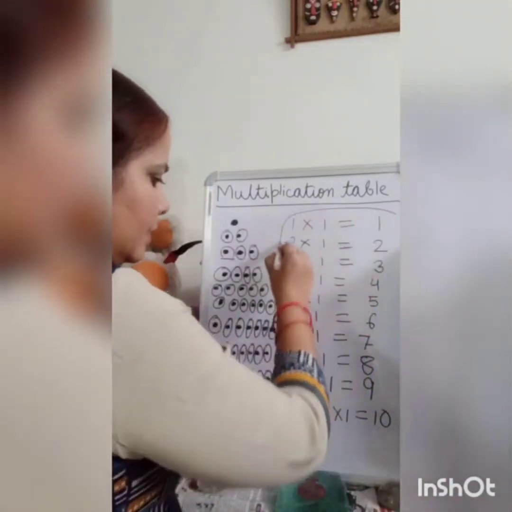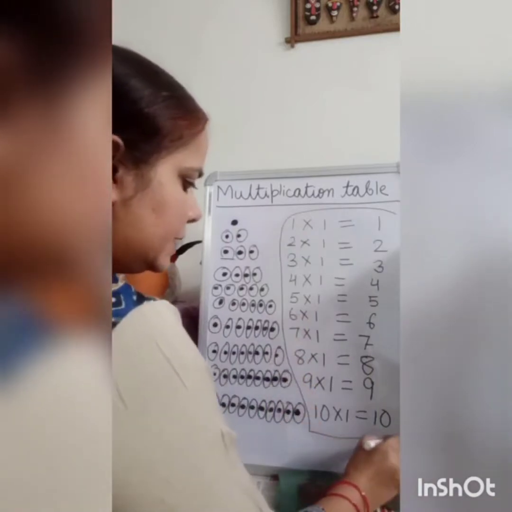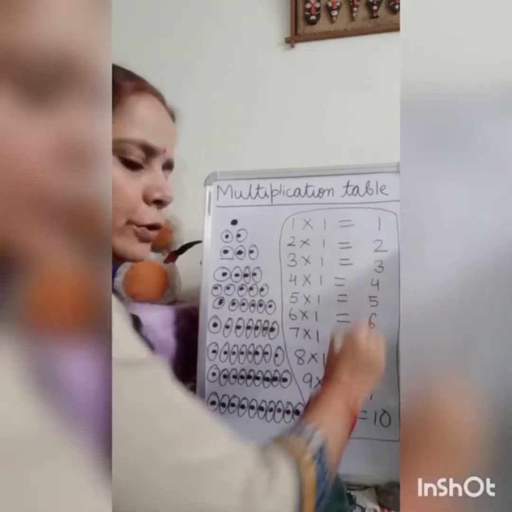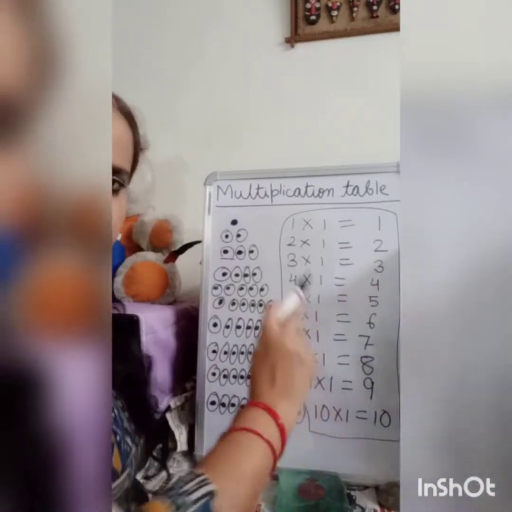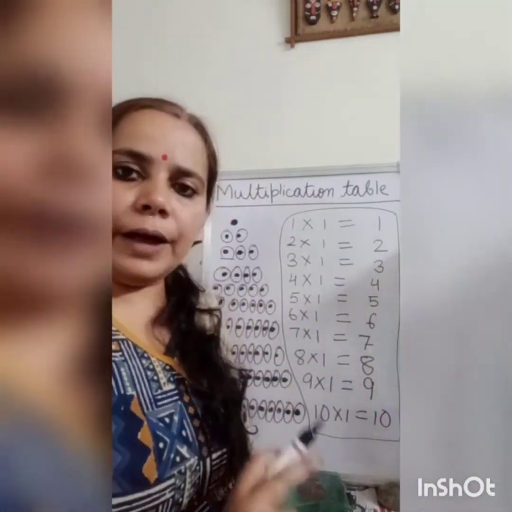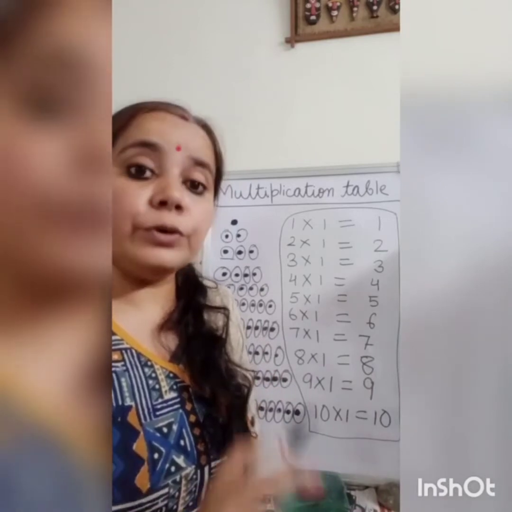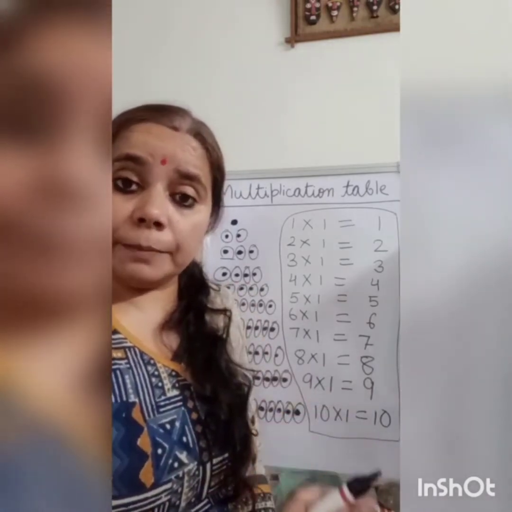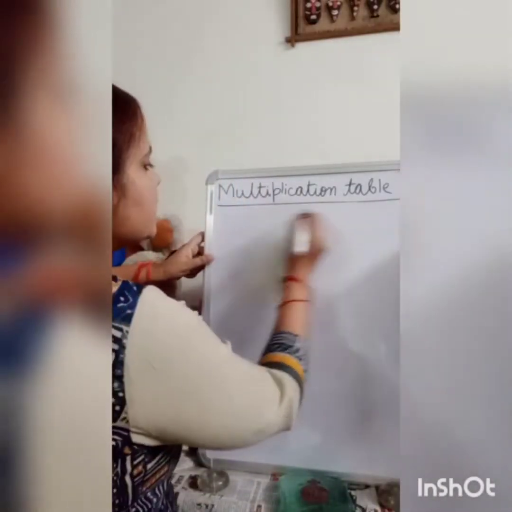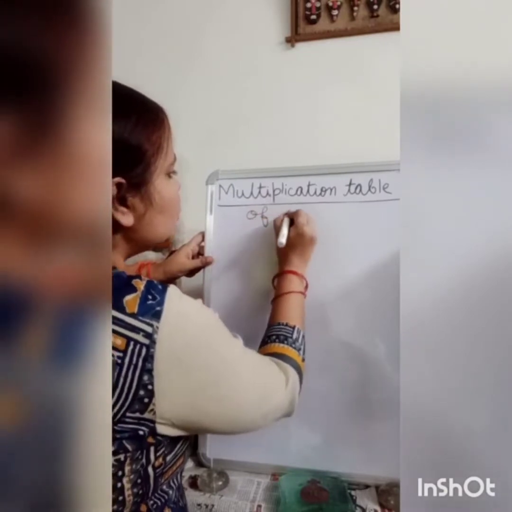Got it children? And this is our multiplication table. This you are going to write in your classwork copy, and you have to learn this also. Write in your maths copy, and you have to learn this table also. This time, the multiplication table of 2.